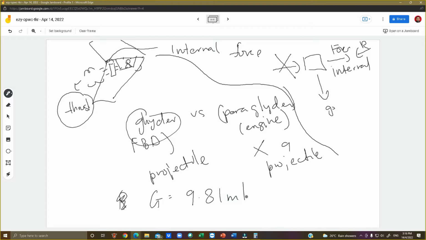9.81 meter per second square. As long as you are on the earth, you're going to get this value from gravity. Sometimes they put it as G, sometimes they put it as A. It's the same thing, because G is actually an acceleration downwards. How do you know that?